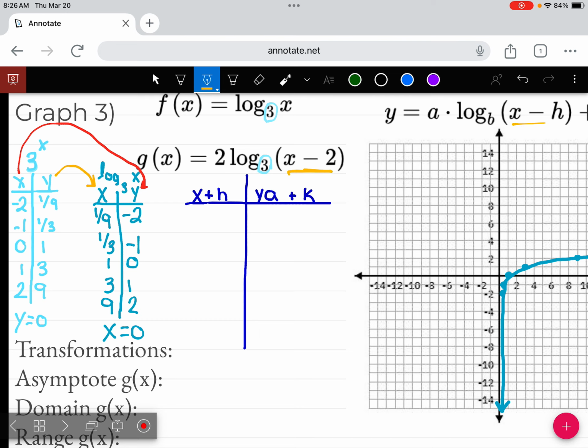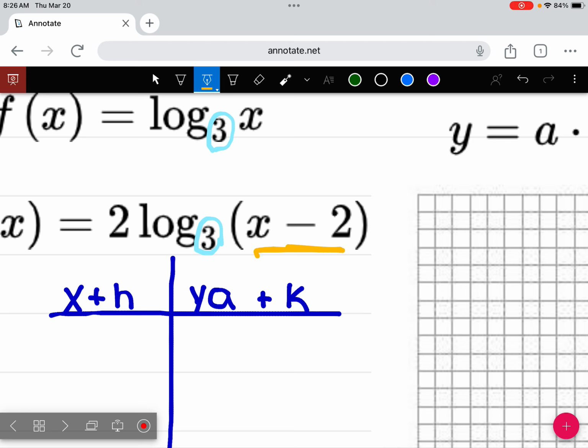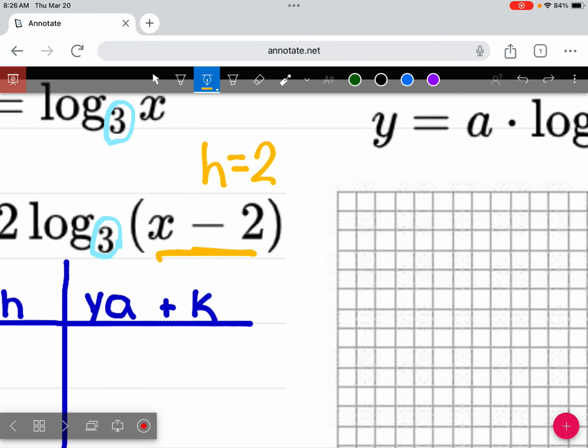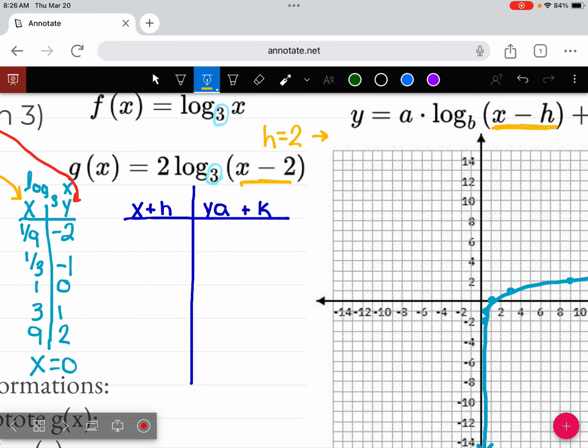We've got this phrase in here. So that's which letter? The H. Our H is going to be a positive 2. It is always the opposite of that expression, which means which direction is that going to push our graph? Right. To the right. We are going to go right 2.